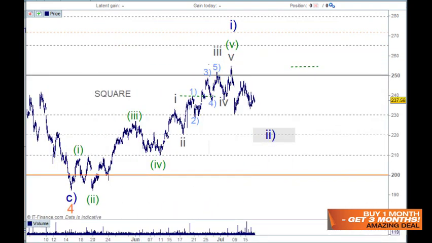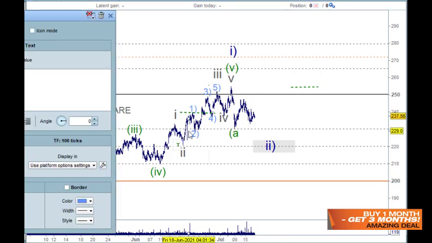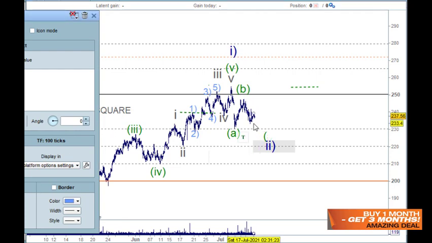And Square, this is just a tick chart for Square. We haven't looked at it for a while, but in terms of a bearish count for this, we could label this wave A here, wave B on the top here, and then wave C coming down here a little bit further.